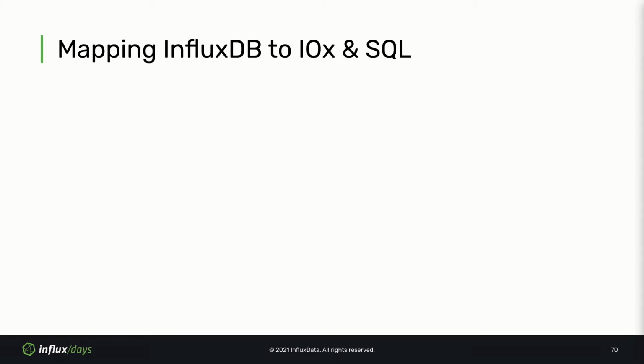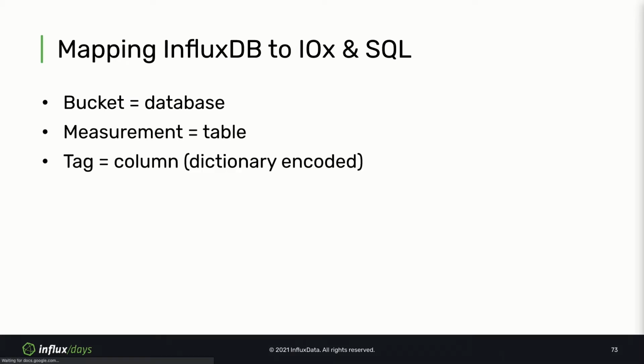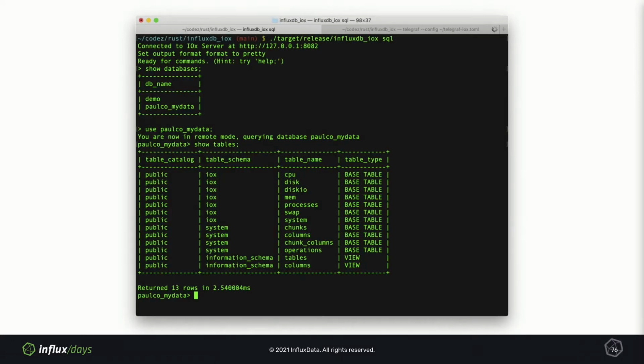Now, obviously, InfluxDB has a slightly different data model than IOx, so here's how we're mapping its model to IOx's table model. So obviously a bucket equals a database, a measurement equals a table. A tag is just a column within a table. In this case, we dictionary encode those columns. A field is just another column. So it's important to note that tag keys and field keys can't be the same within the same table or measurement. And then lastly, we have time.